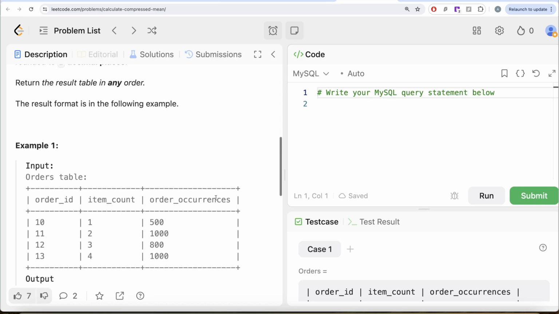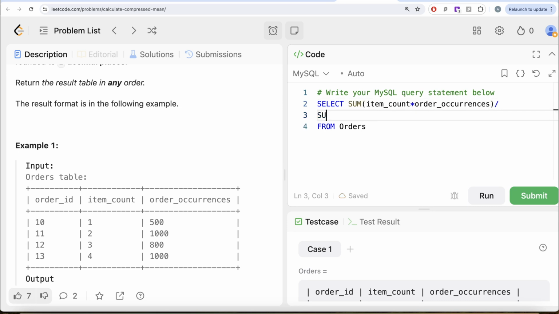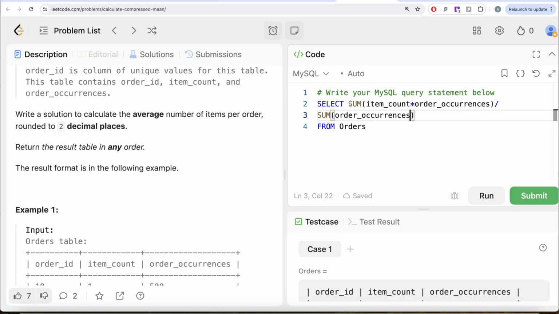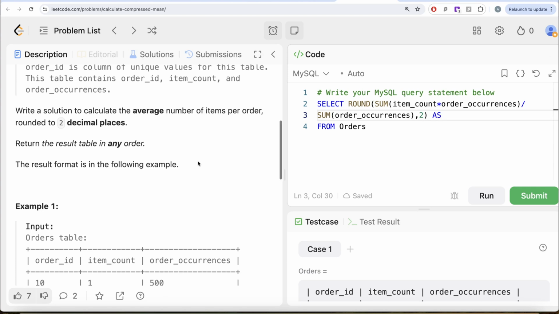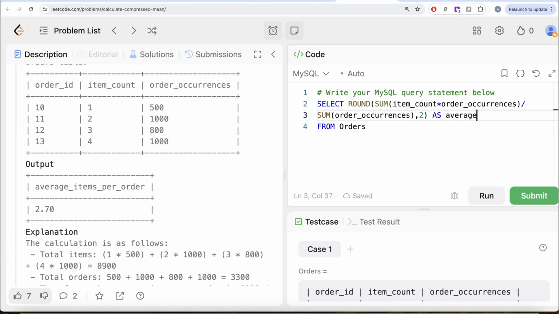So to solve this question, from this table called orders, what we need is the numerator. The numerator is basically multiplying the item count and the order occurrences, and then you sum this. That is going to give you the total items, and then you divide this by the sum of order occurrences. And we need to also round this to two decimal places. So if I go ahead and round to two decimal places, we need to alias this as average items per order. So average items per order.